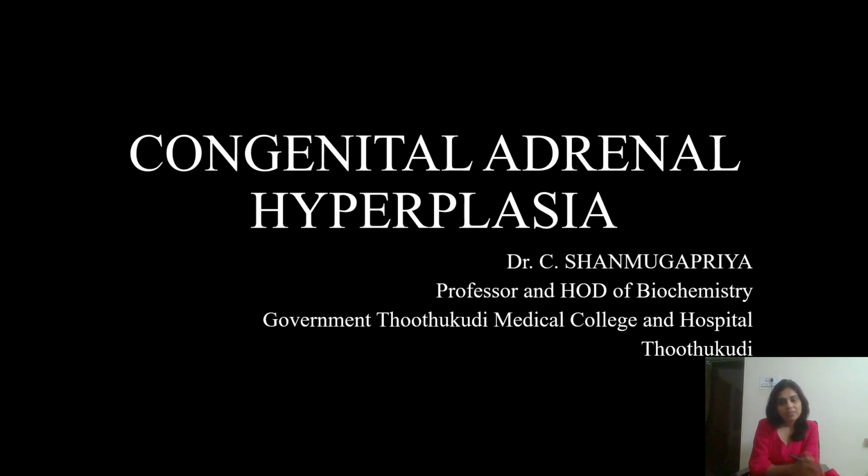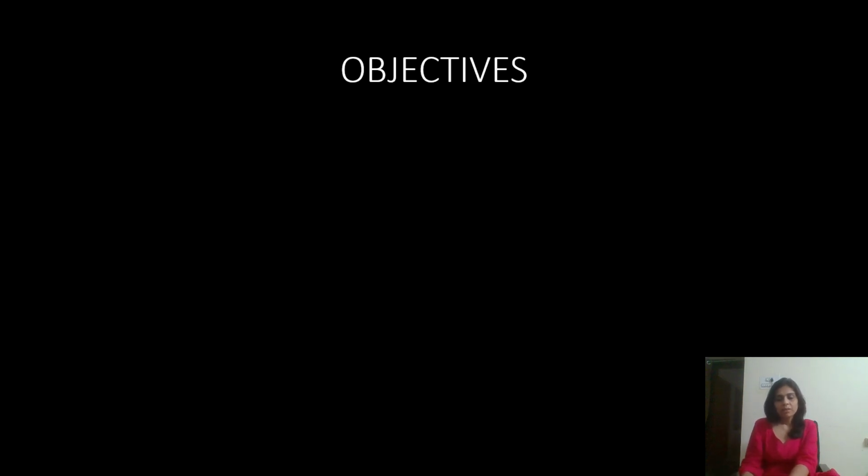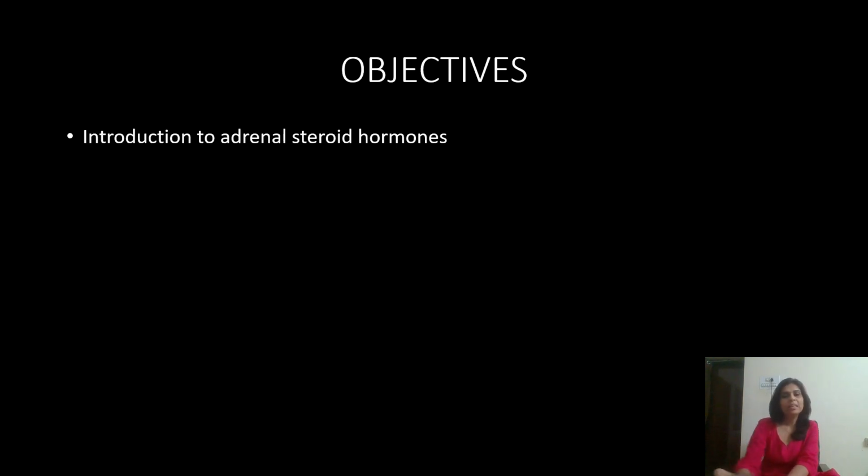So watch this video till the end, because at the end of this video, I'll be giving you the algorithm to make a diagnosis of the various congenital adrenal hyperplasias. So what are the objectives of this session? Because an understanding of the function of various adrenal cortical hormones is essential for you to understand these disorders, my first objective would be to give you an introduction to adrenal steroid hormones and their functions. And based on that, I'll tell you the definition of congenital adrenal hyperplasia, and I'll also tell you the expected clinical presentation of these disorders.